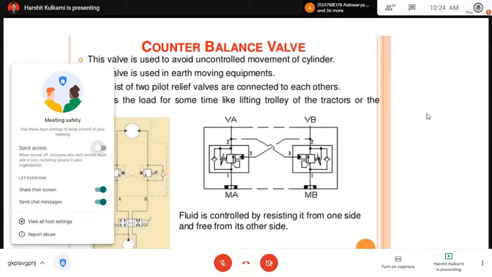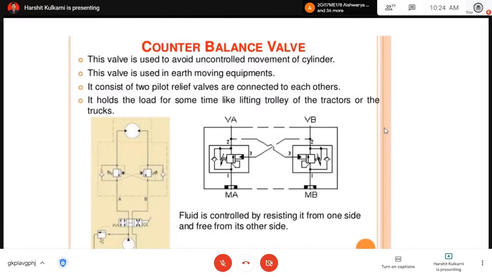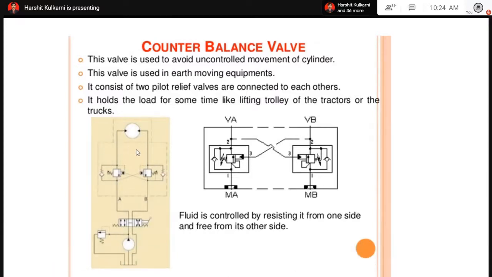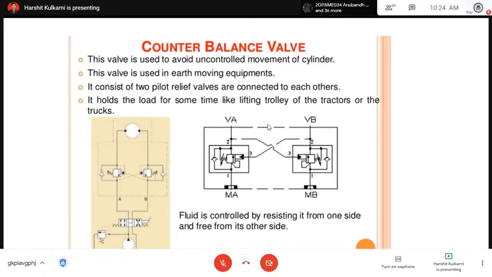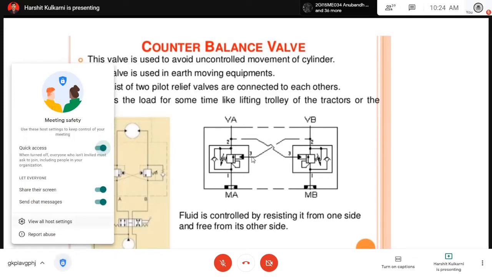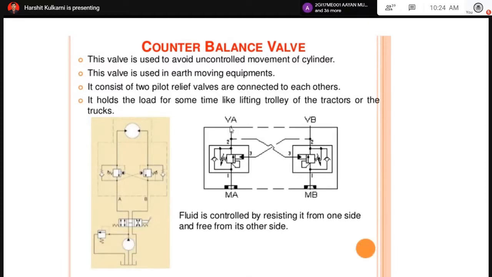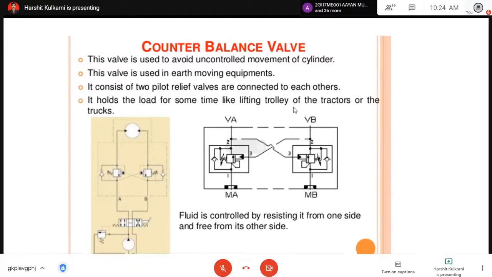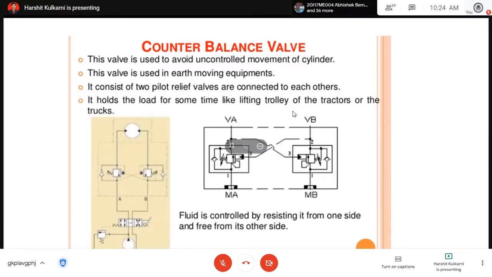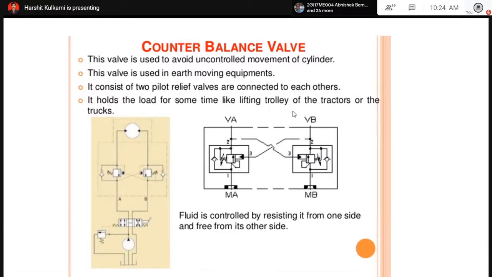Okay, so there will be a circuit. You can see a circuit which has been displayed here, but we will not study the circuit because when you go to the next chapter, there you have to study the complete circuit. But what is the valve operation? What is the basic need for this valve to do? It will hold the load for some time, like lifting the trolley of the tractors or the trucks, and it will sustain that load for some time till it is dumped onto the other place.